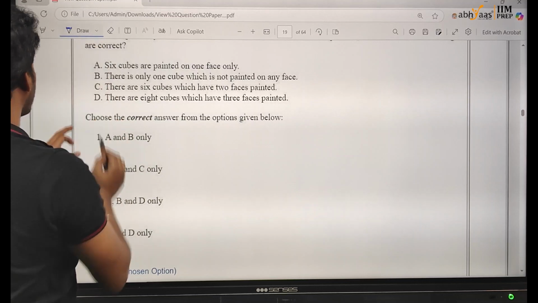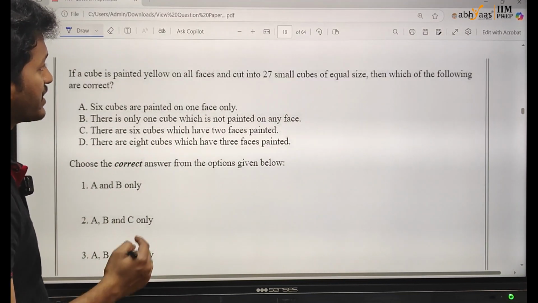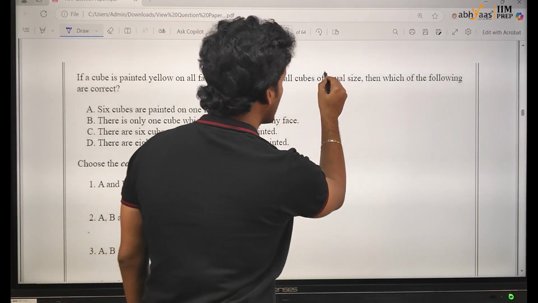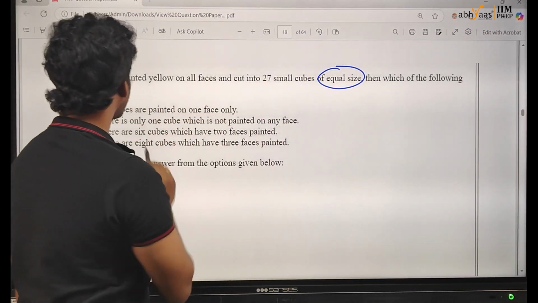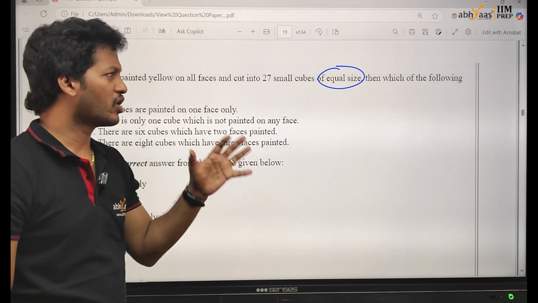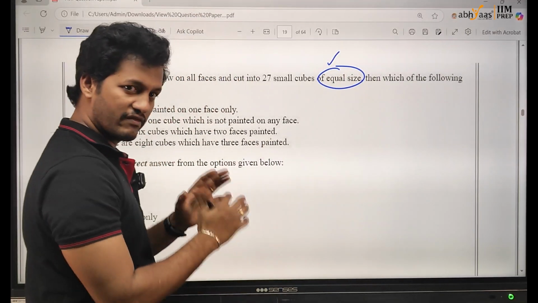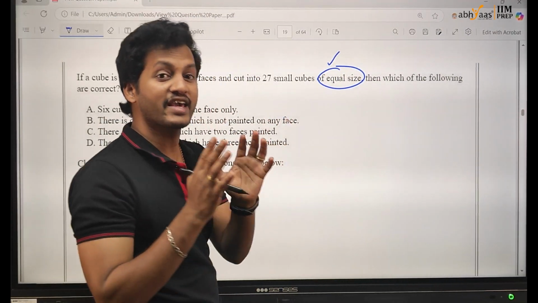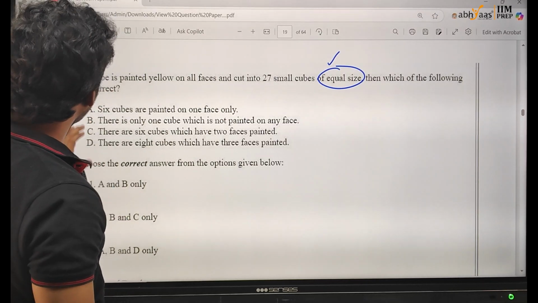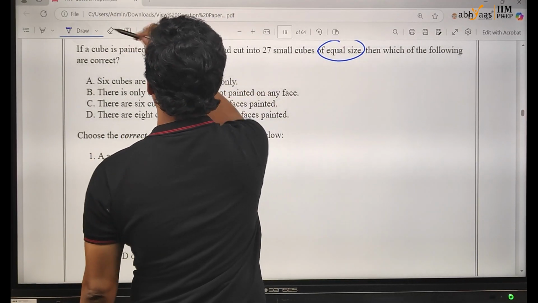And coming to this question, if a cube is painted yellow on all faces and cut into 27 small cubes of equal size, then which of the following is correct? Yeah, you can cut a cube into 27 smaller cubes in any dimension. But if everything has to be equal size, it has to be like a Rubik's cube. So how many smaller cubes will be there in a Rubik's cube? It will be 3 cubed, that is 27.